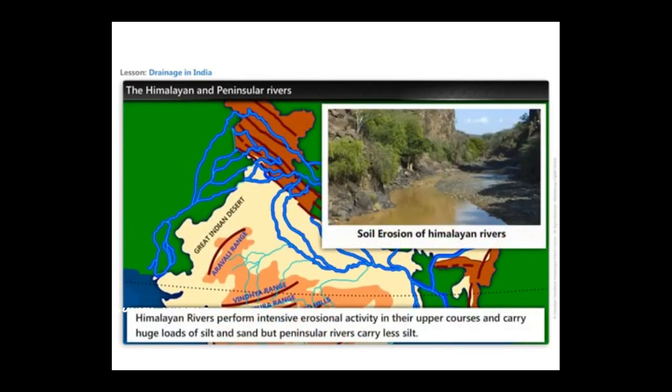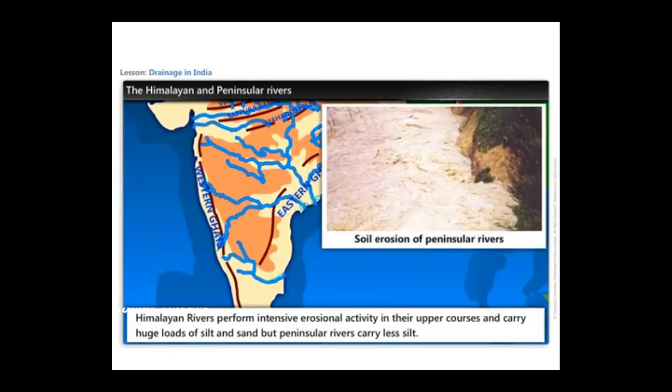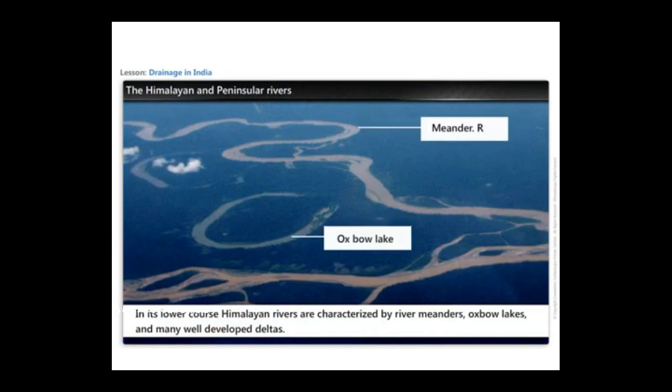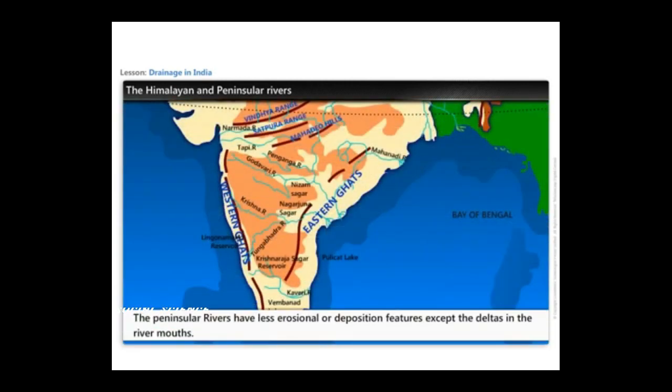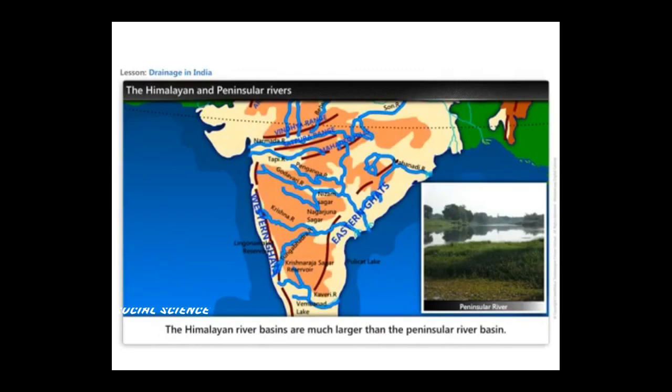Himalayan rivers perform intensive erosional activity in their upper courses and carry huge loads of silt and sand, but peninsular rivers carry less silt. In its lower course, Himalayan rivers are characterized by river meanders, oxbow lakes, and many well-developed deltas, but peninsular rivers have less erosional or deposition features except the deltas in the river mouths. The Himalayan river basins are much larger than the peninsular river basins.